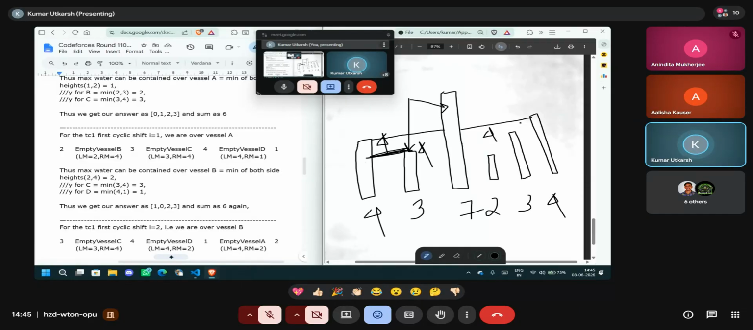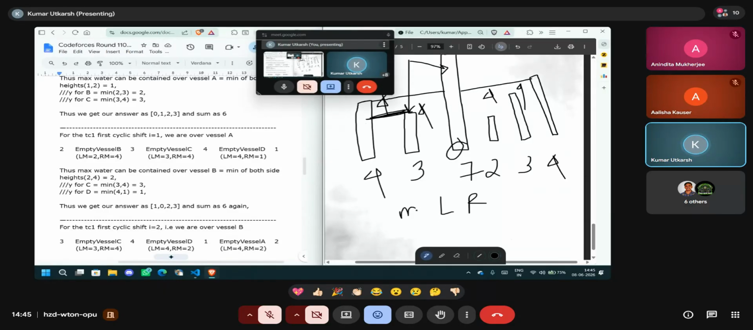So I guess we got our crux. For the ith position, we are checking for the left maximum tower and the right maximum tower. And once we get our left maximum and right maximum, we just take the minimum among them.